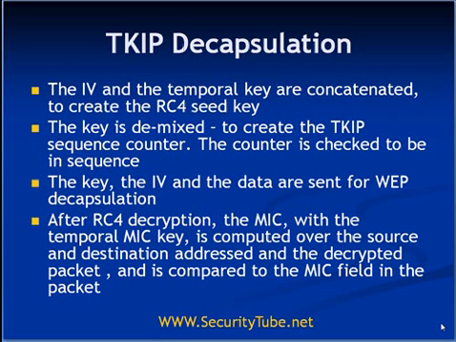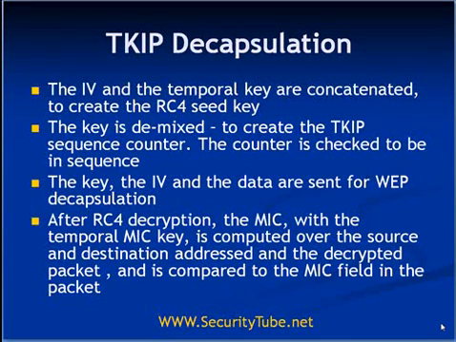Similarly, while TKIP decapsulation, the IV or initialization vector, also known as the TKIP sequence counter, and a temporal key which is derived from the session key are concatenated to create the RC4 seed key. With the help of the RC4 seed key and the RC4 algorithm, the key stream is derived, and the key stream is simply XORed with the packet to get the clear text packet. The key is demixed to create the TKIP sequence counter, and the counter is checked for sequence. This sequence should always be monotonically increasing. If the monotonically increasing sequence breaks, then that packet is not processed at all.